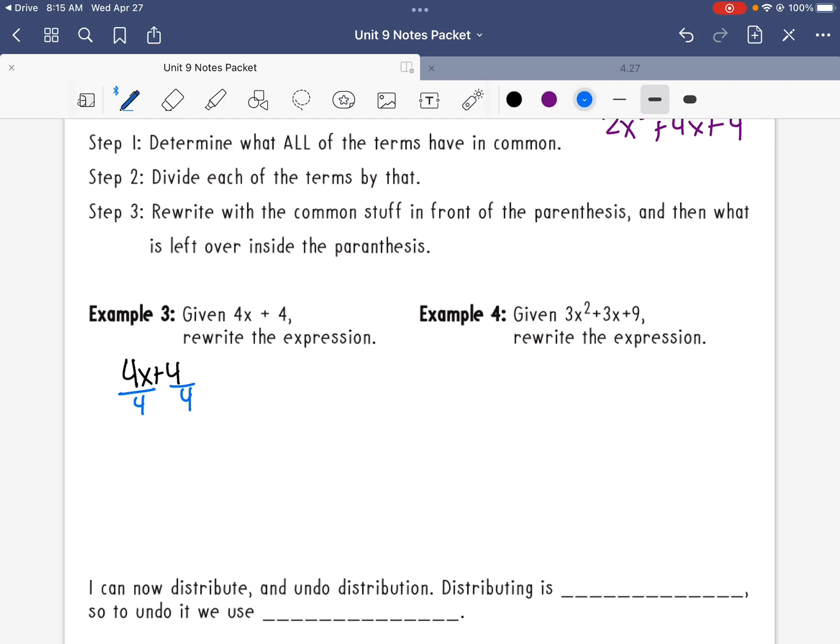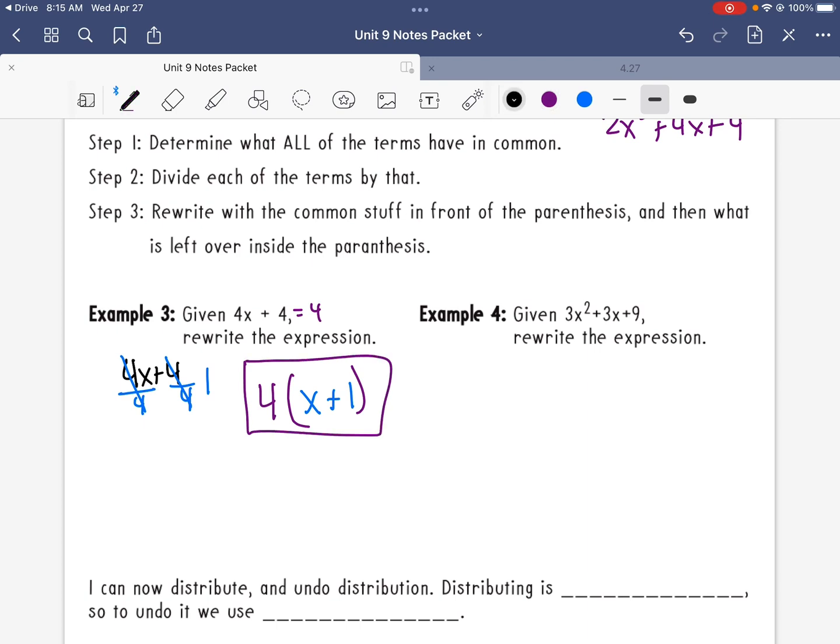Okay, so when we do that, 4 divided by 4 is 1 and will go away, and 4 divided by 4 is 1 and will be a 1. So we have x plus 1 left over after we divide that. But because we were dividing by that 4, the 4 needs to be on the outside. So this would be your answer.